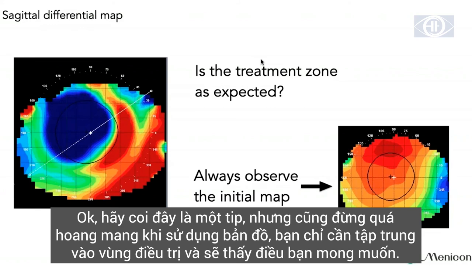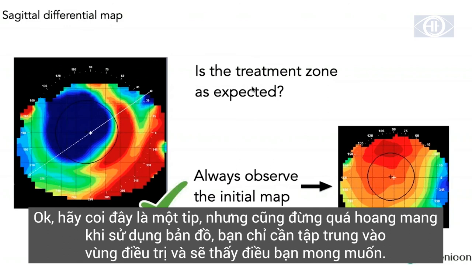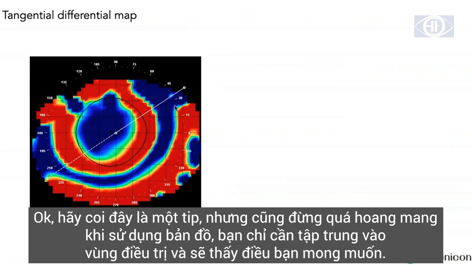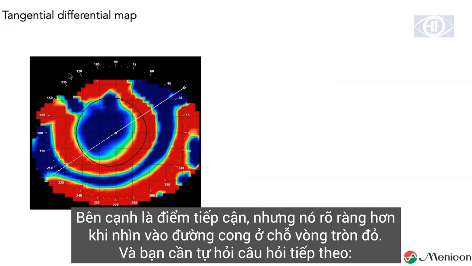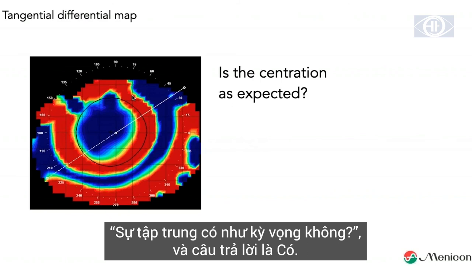On the other hand, let's say the treatment zone is perfect, but now look at the tangential map. On the tangential map, we see the kind of reverse curve over here. Next to it is the point of touch, but it's much clearer to look at the reverse curve, the red circle. And you have to ask yourself the next question: is the centration as expected? And the answer is yes.